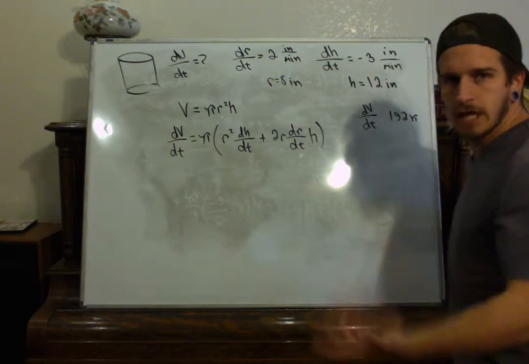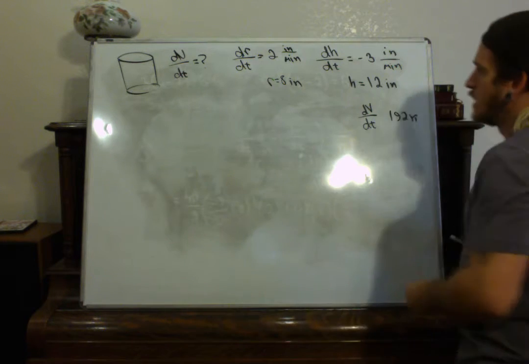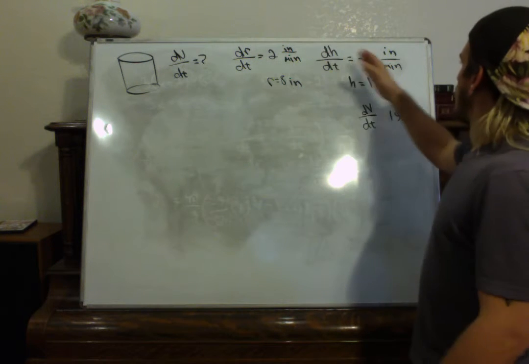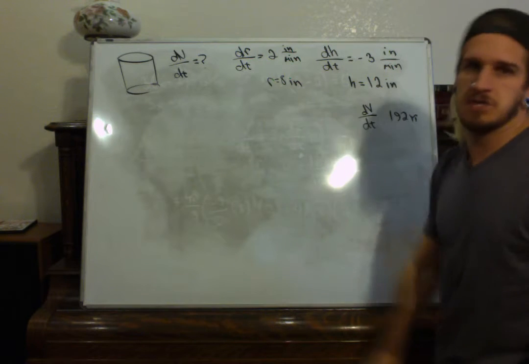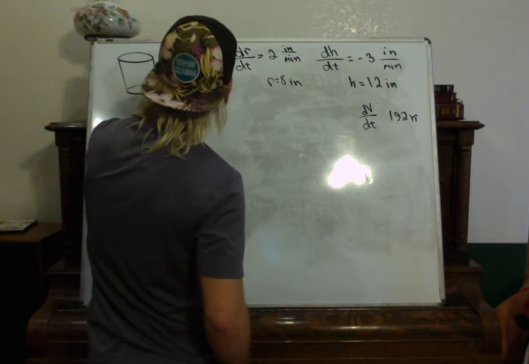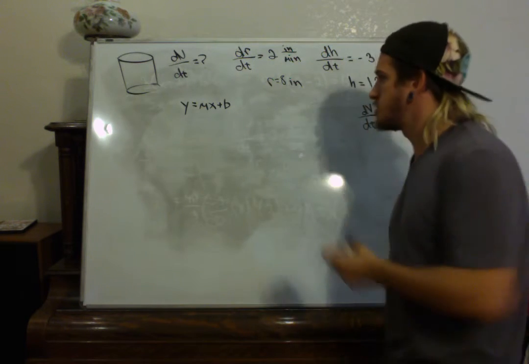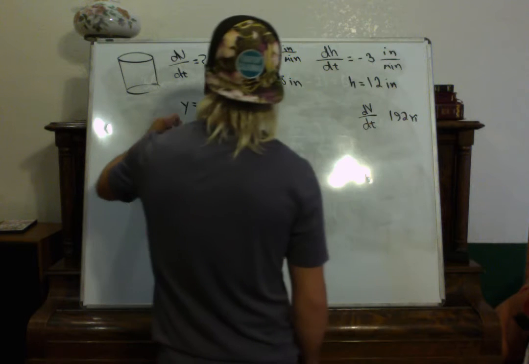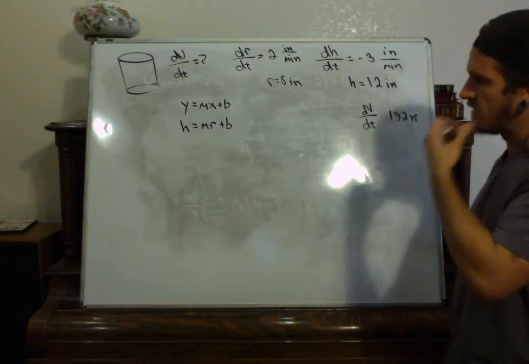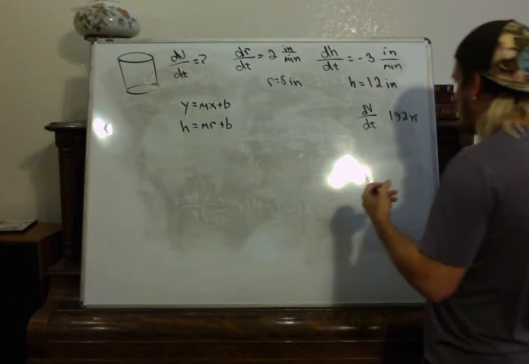So let's figure out what kind of relationship r and h have in this problem. If we look, every minute the radius increases by 2, and every minute the height decreases by 3. So that would suggest a linear relationship. We should be familiar with y equals mx plus b, a way in which we can describe a linear relationship. Here we're not dealing with x and y, we're dealing with h and r. I'm going to go ahead and have this equation solved for h, so h is dependent upon r.